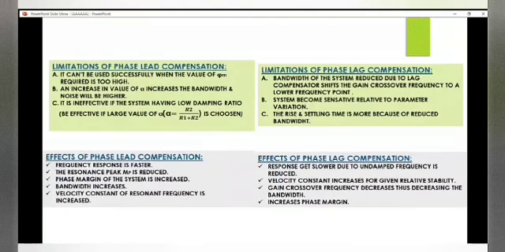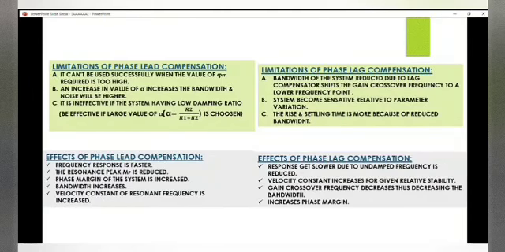Here are some limitations of phase lead compensation, and on the other side, the limitations of phase lag compensation. The first limitation, it can be used successfully when the value of phi m required is not too high, and the second thing is that an increase in the value of alpha increases the bandwidth and the noise will be higher. Third limitation is it is ineffective in a system having low damping ratio, but it can be effective when a larger value of alpha is chosen.